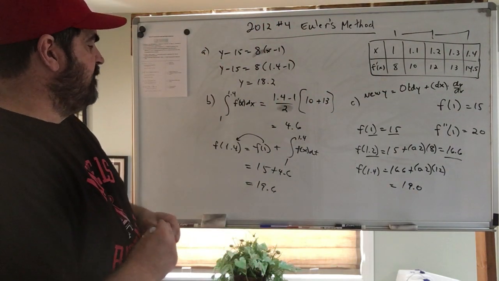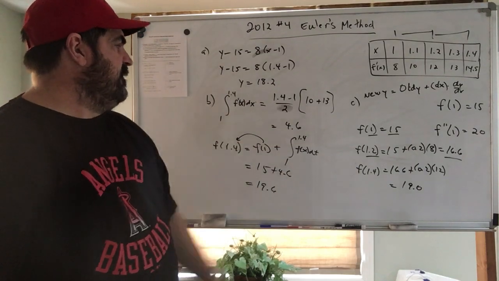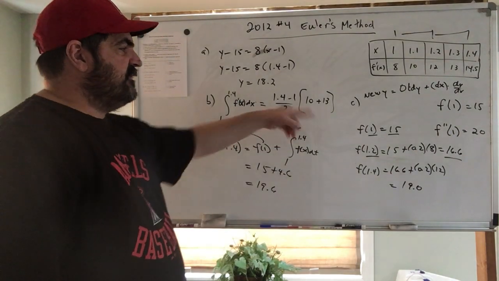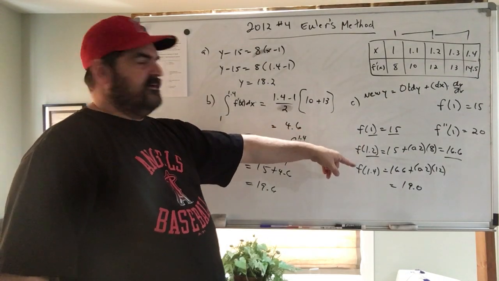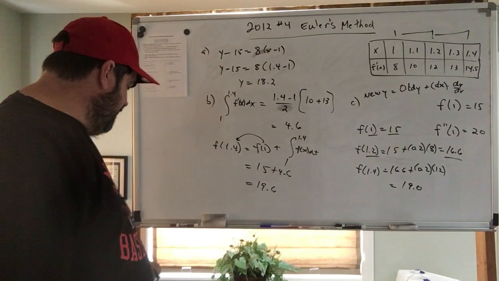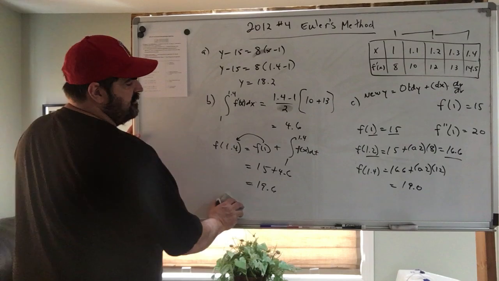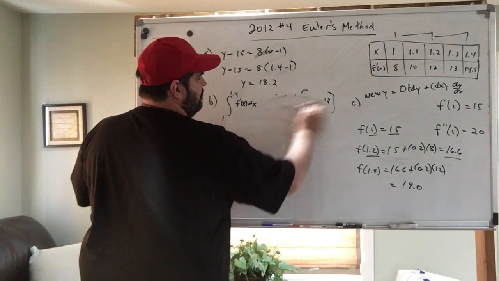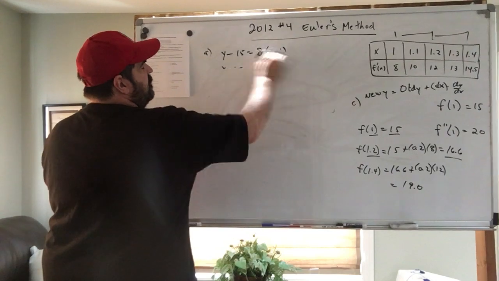So now you see I've done it a few different ways. I got 18.2, 19.6, and 19.0. So that's your Euler's practice that we did this on. Let's go to part D. Just remember this answer would be 19.6 and 18.2 for that guy.